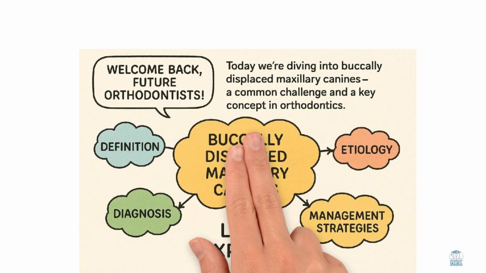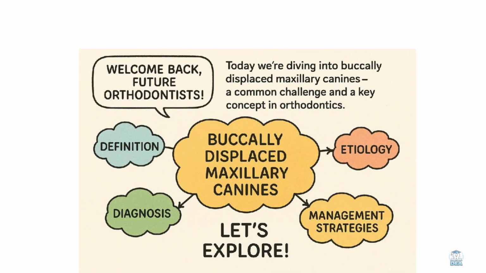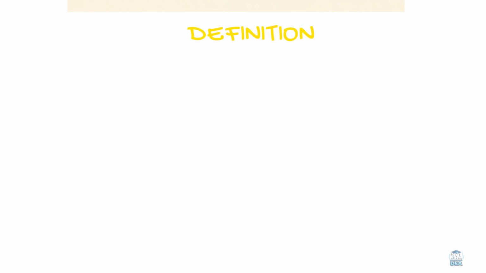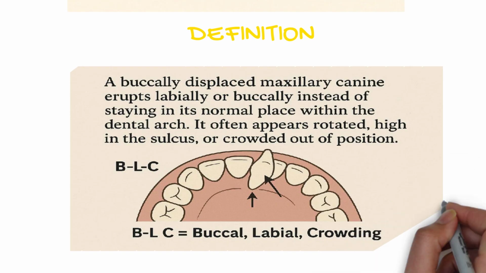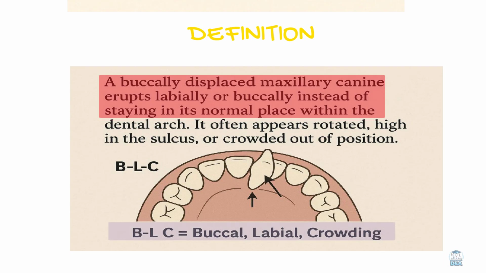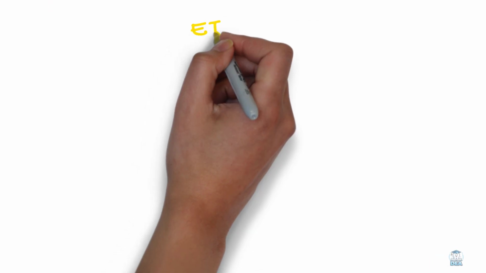Welcome back, future orthodontists. Today we focus on Buccally Displaced Maxillary Canines, a common orthodontic challenge. A buccally displaced maxillary canine erupts labially or buccally to its normal position in the dental arch. It may appear rotated or crowded. Remember the mnemonic BLC: buccal, labial, crowding.